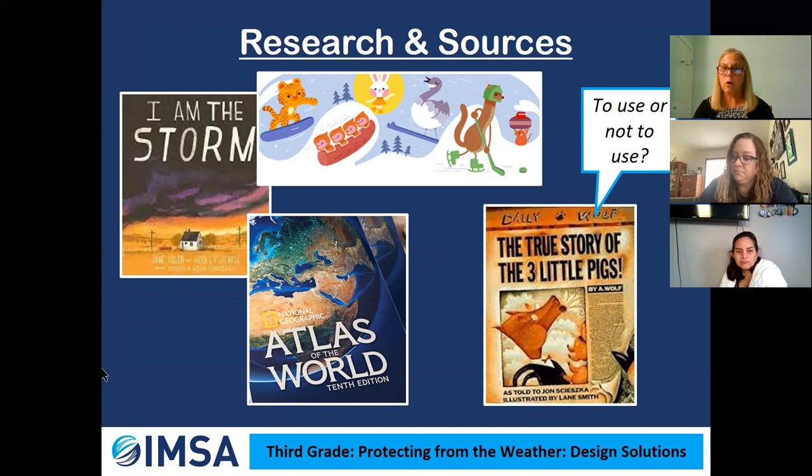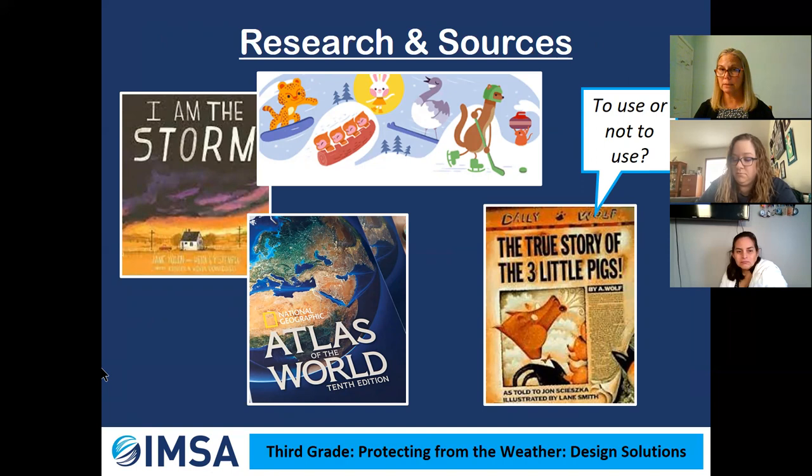Okay, so here's a whole bunch of different sources. Atlases, I love maps, I love maps, I love maps. Because this next thing that they do, we'll get to, is they're going to be given a biome. And they're going to give a little bit of information about what might be a hazard that your building, your house has to stand up to.